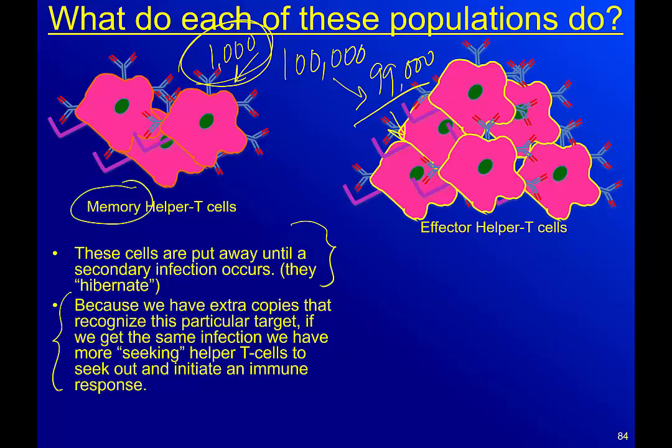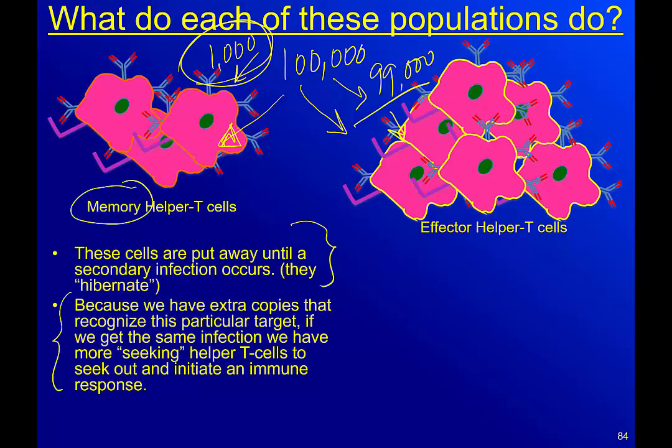So instead of activating one and that one having to make 100,000, let's say next time I get this, I activate 10. Okay? Let's just say I activate 10. That means in the secondary infection, if I activate 10, I'm going to be making 1,000,000 effector helper T cells, and I'm going to be making 10,000 of my memory cells.